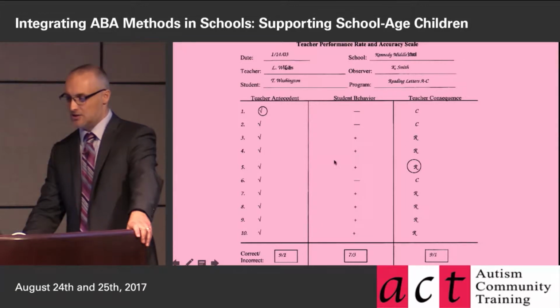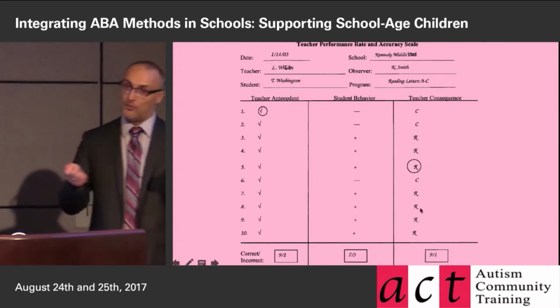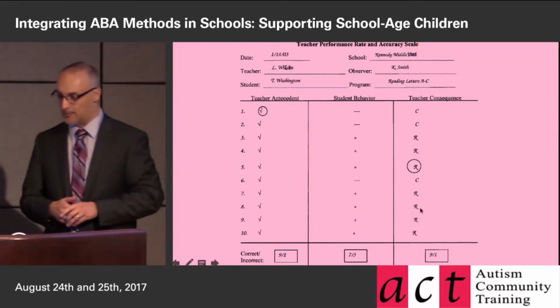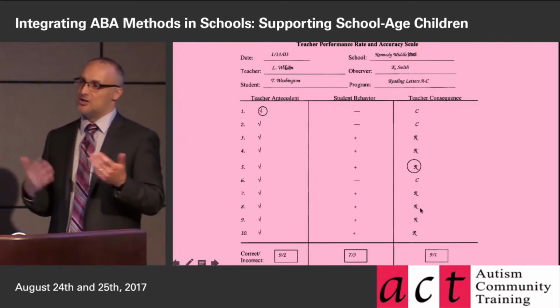Right? And then that continues on where you can see the teacher gave the instruction, with one exception, the student was correct, and the teacher either gave reinforcement to show them that they were right or error correction if they were wrong. And then you can quantify the teaching interaction at the bottom.